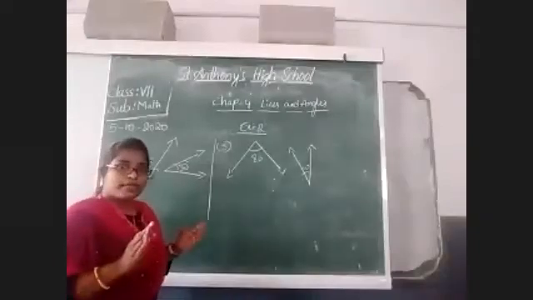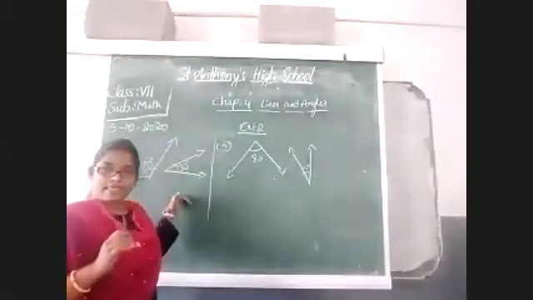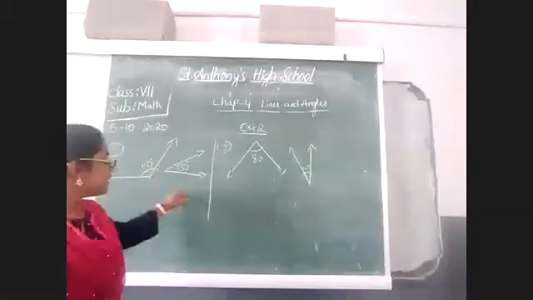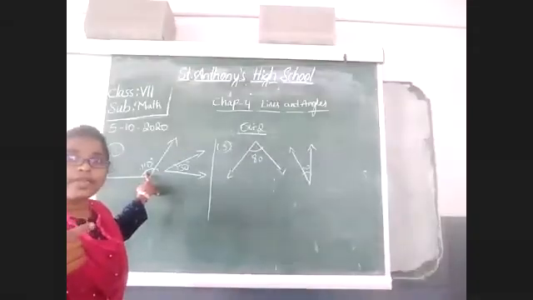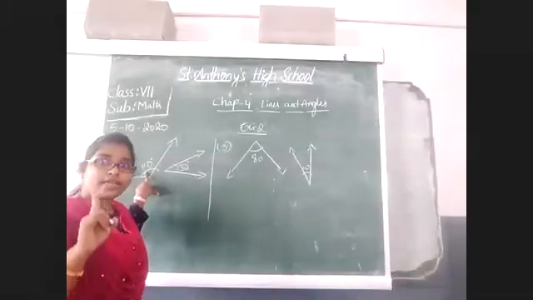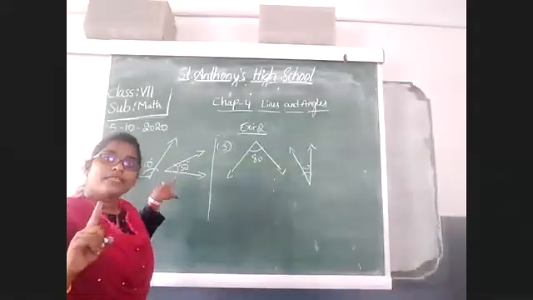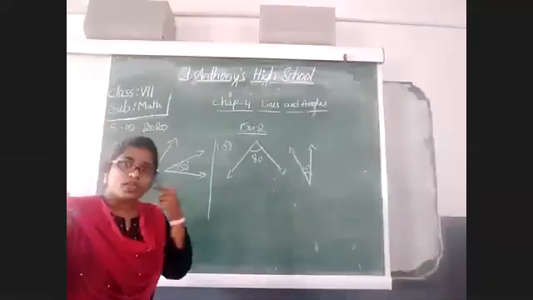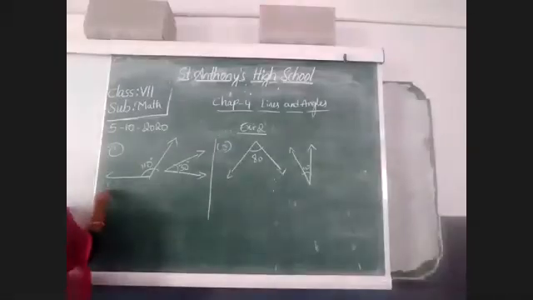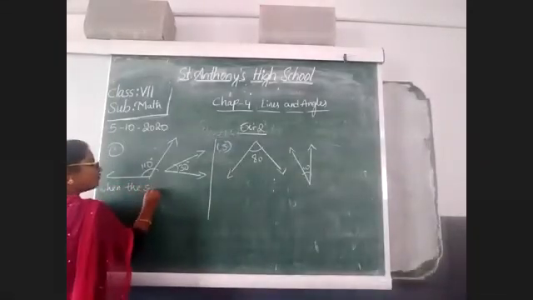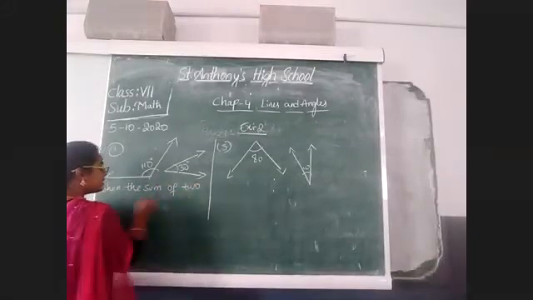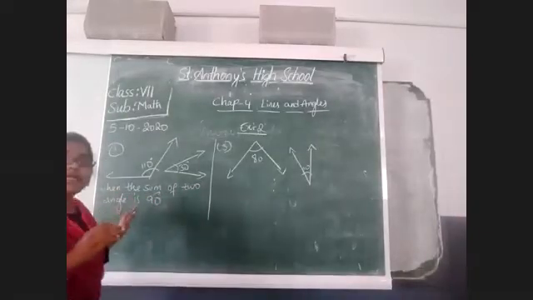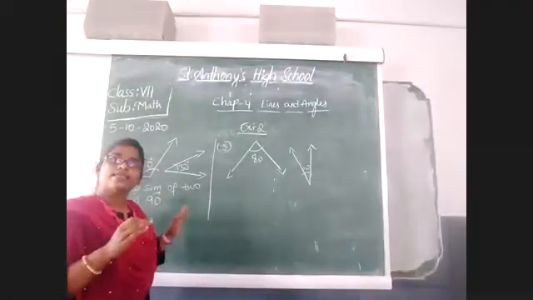Now what is the concept here? There were two pairs of angles given. We have to say whether these angles are complementary or not. What is the measurement here? First one, 110 degrees. Second measurement, 30. Whether this pair of angles is complementary or not. So how do we find it? What is the definition? When the sum of two angles is 90 degrees.